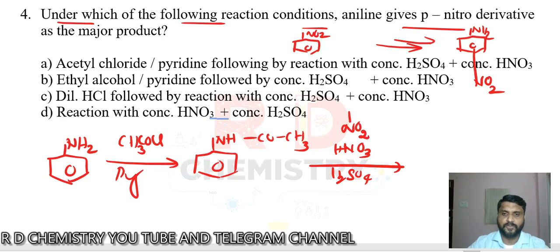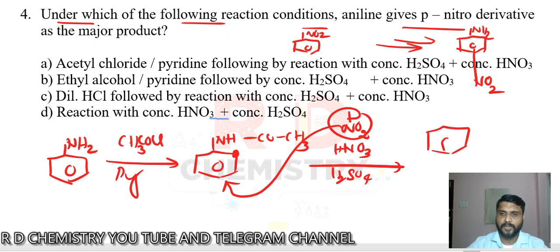Nitronium ion, NO2 plus, is generated. It cannot go to the ortho position because there is steric hindrance. Only a trace amount is formed. So majorly we'll get the para product like this. So we'll get NHCOCH3, and then the NO2.